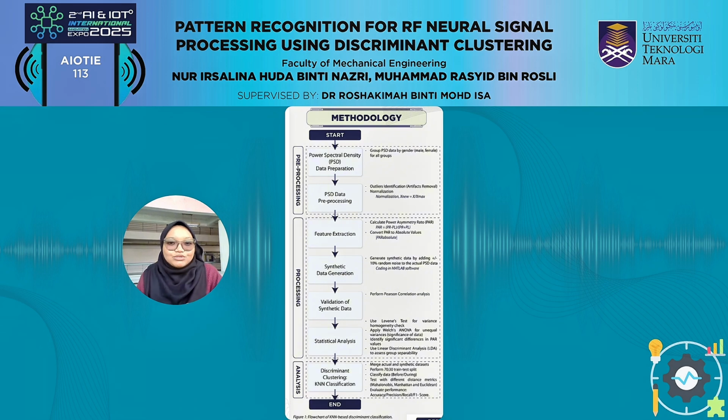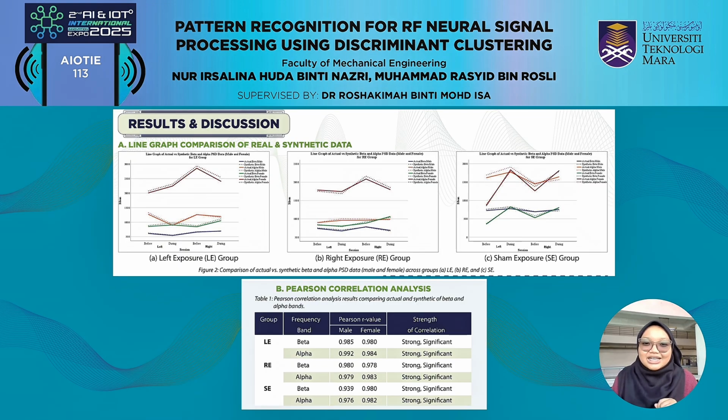Next, I used MATLAB to generate synthetic data by adding ±10% random noise to the actual data. The synthetic data was then validated by using Pearson correlation analysis to make sure it followed the same patterns as the actual data. For the statistical analysis, I used Levene's test to check the variance and Welch ANOVA to find any significant changes in brainwave patterns between groups. I also applied linear discriminant analysis (LDA) to visualize the group separation. And finally, for the analysis, I used KNN, K-nearest neighbors classification to identify brainwave patterns before and during the RF exposure. On to the result and discussion.